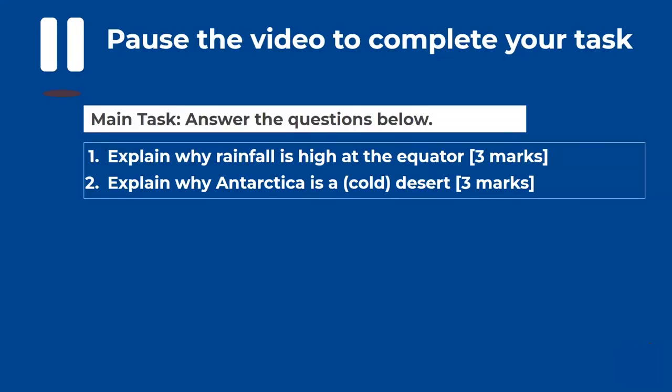So as a final main activity, I would like you to have a go at answering the questions that you see on the screen. So question 1, explain why rainfall is high at the equator. Try and link this to air pressure. And number 2, explain why Antarctica is a desert or a cold desert. And again, 3 marks. And think about again how this could link to air pressure. So I'd like to pause the video and have a go at answering those 2 questions. And then when you're ready, resume the video so you can mark your work.